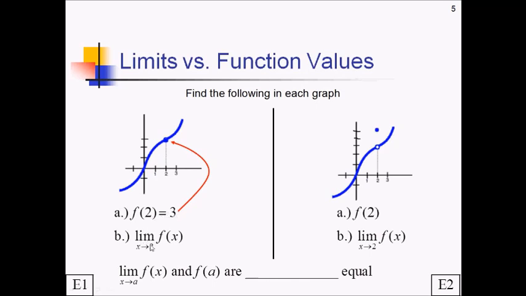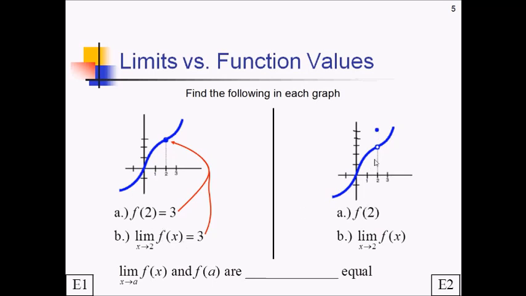The limit as x approaches 2, this is the y value that our function is approaching as we get closer to 2. If we look at the function as we get closer to the x value 2 from the left or from the right, we are approaching the y value 3, so the limit as x approaches 2 is also 3. So we see here that function values and limits at that x value can be the same number. Let's take a look at this one over here.